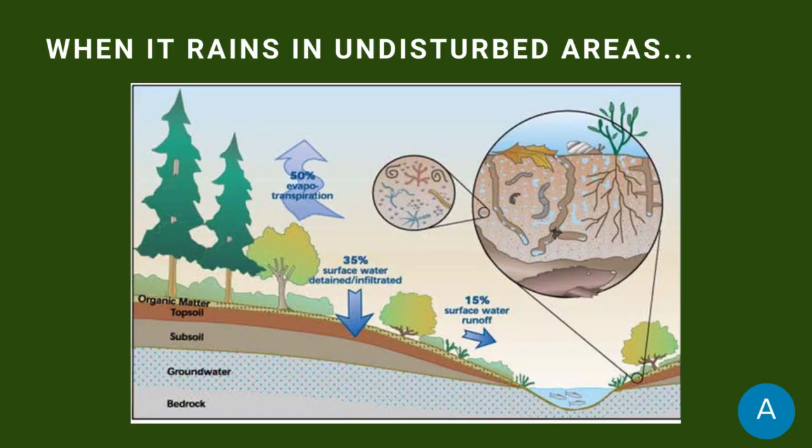To understand how stormwater can carry off chemicals and nutrients from your property into our streams and bays, it's important to compare undisturbed landscapes to landscapes we have altered.